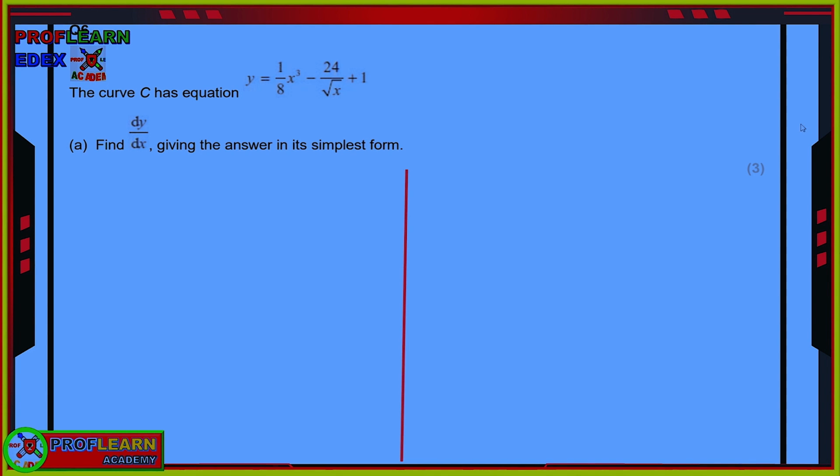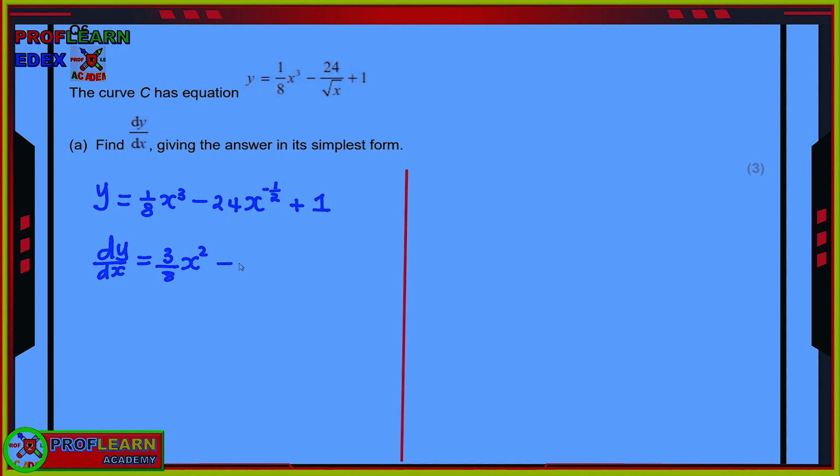Now, I also have another question here which says y equals 1 over 8 x to the power 3 minus 24 over root x plus 1. We need to find dy dx, giving it in the simplest form. So dy dx meaning we are differentiating. Yes, remember when you differentiate, you bring the power in front of the variable. So 3 will come in front of x, so it will be 3 over 8 x raised to power 2.